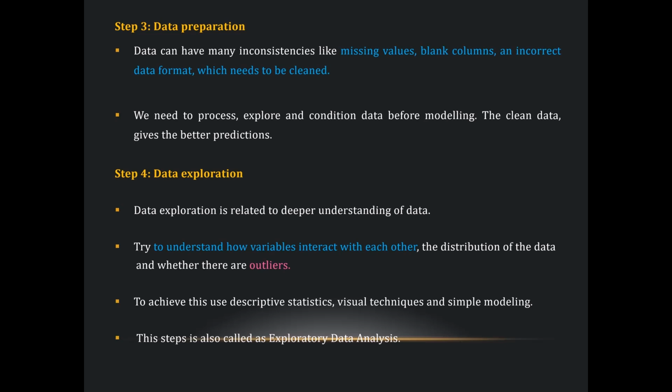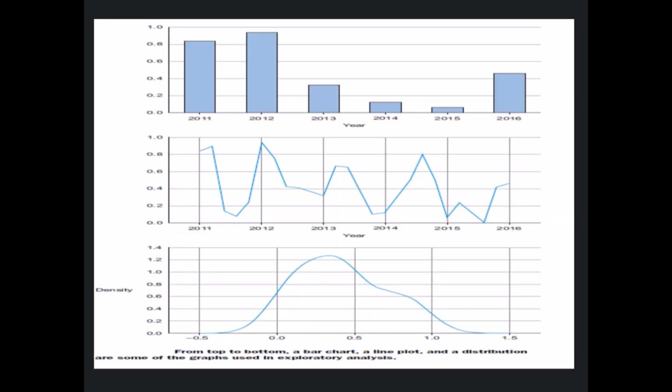So we will remove the outliers from this step to achieve the use of descriptive statistics, visual techniques and simple modeling. Those statistical models will be discussed in unit 2 and unit 3. So now data exploration is representing the data in a graphical model and removing the outliers. So this is a graphical model.